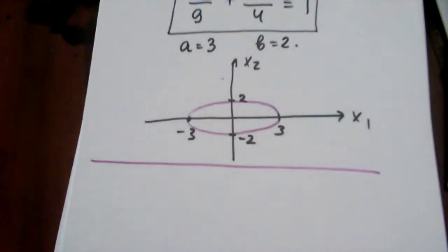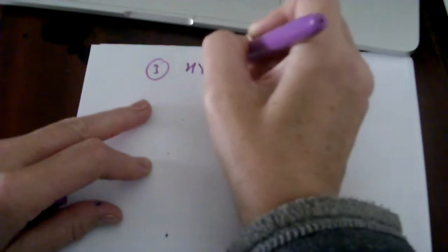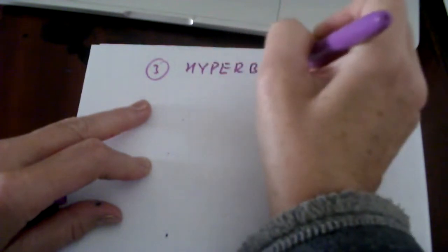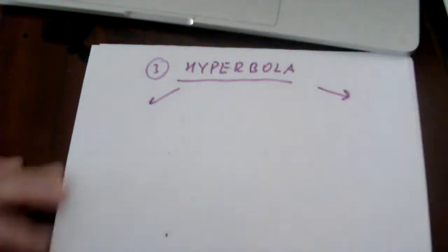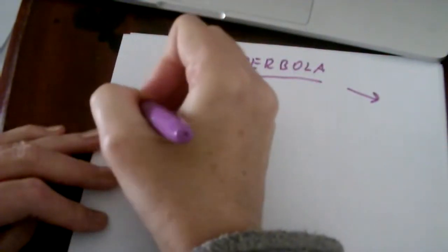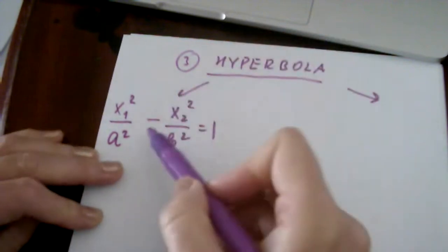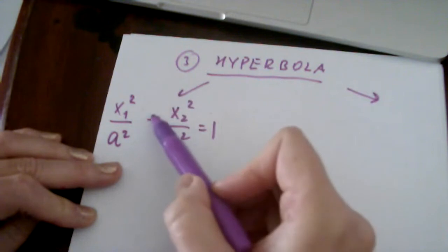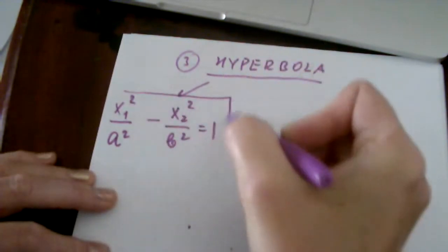Now it's time to move to the third and the last curve, which is the hyperbola. Unfortunately, things are not so easy with the hyperbola because it has 2 canonical equations. Let's draw these arrows to show that I'm going to give you 2 canonical equations. Let's write them down first, and then we can discuss them. So x1 squared divided by a squared, as usual, the beginning is the same, but minus changes everything. The equation of the ellipse had plus here, and the equation of the hyperbola has minus here, the only difference. But this difference is crucial, of course.